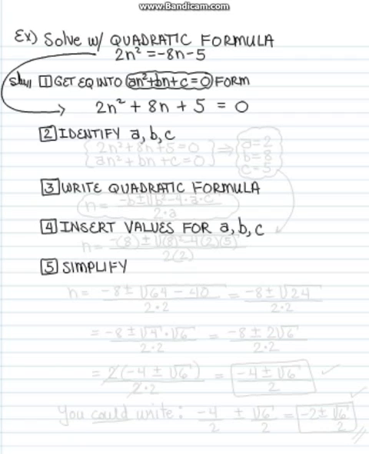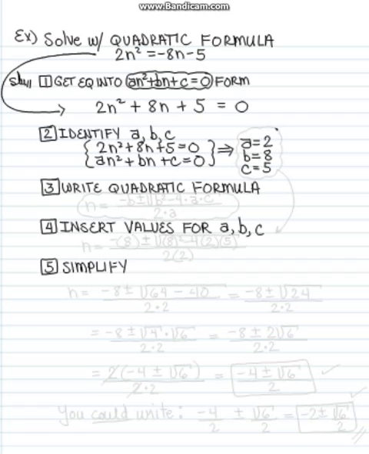Okay, now we're ready to solve the equation using the quadratic formula. Now, in order to identify the a, the b, and the c, we have to compare our 2n squared plus 8n plus 5 equals 0 to a times n squared plus b times n plus c equals 0. Compare these two, and it gives us a is the coefficient of n squared. It's 2 in this proper form. B is the coefficient of n. It's positive 8 in this form. And c is the coefficient at the end. It is positive 5 when it's written in this proper form.